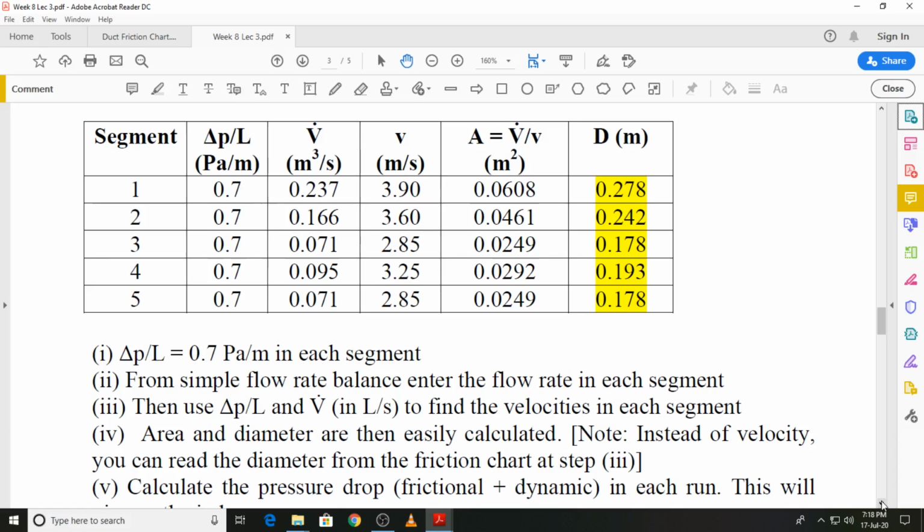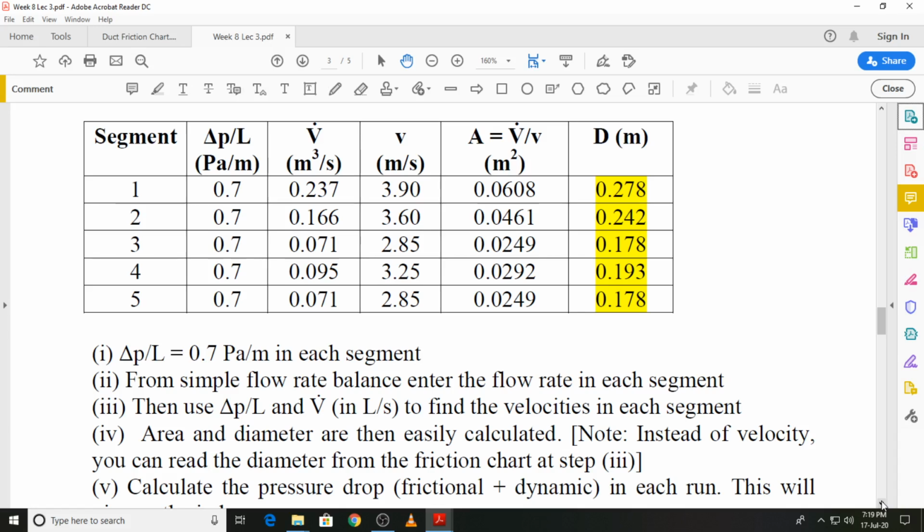Once you have got the velocity, then again, because the area is the volume flow rate by velocity, you will get the cross-sectional area, which is equal to pi d square by 4. So you will get the diameter of the duct. So that will be the sizing. And once again, once you have done the sizing, you find out the pressure drops in each of the 3 runs.